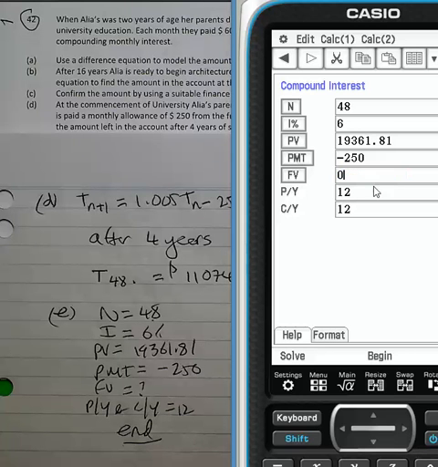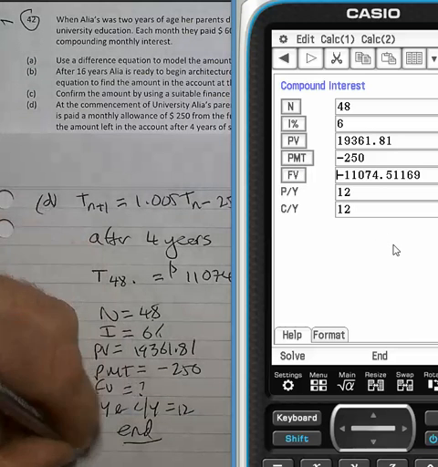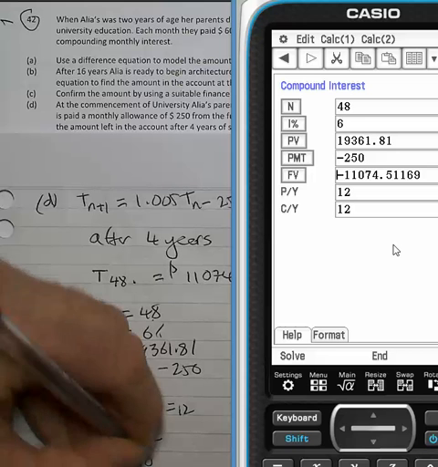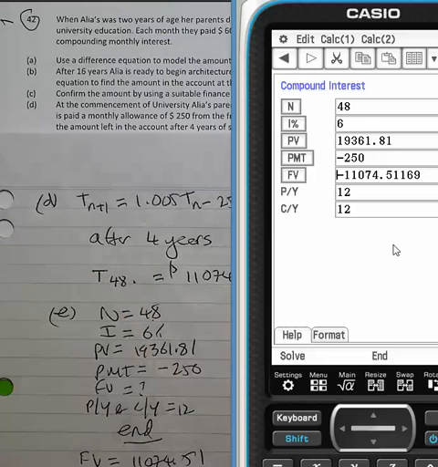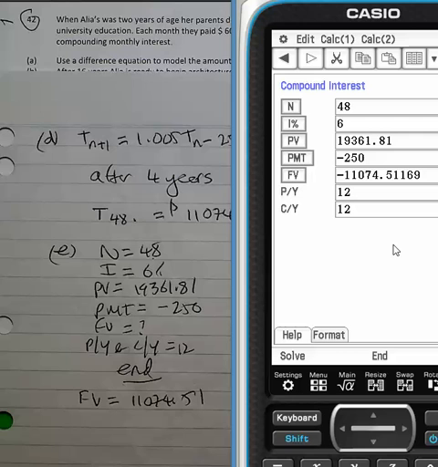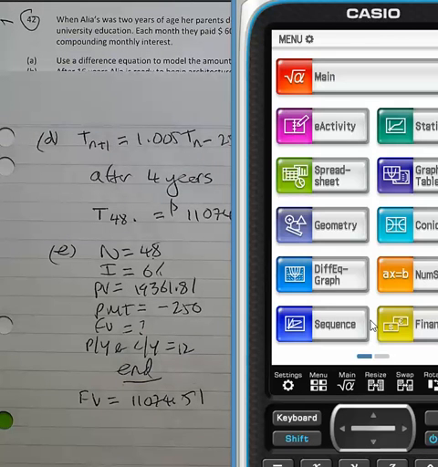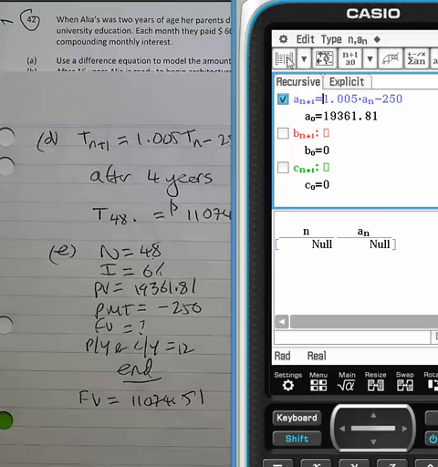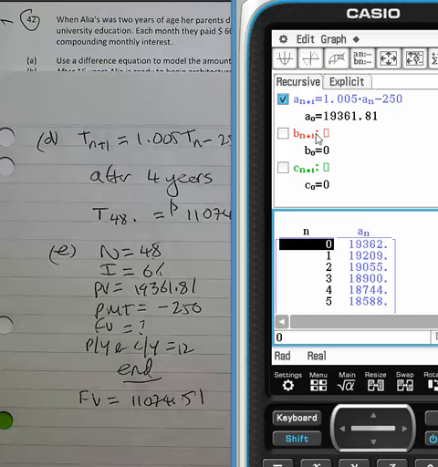Future value I don't know. And we change it to end. And you'll see the future value at that time is equal to the 11,074.51. So just showing you how they both work. They're different functionalities. The sequence has the advantage of giving you a payment schedule, which is quite neat. The TVM solver is a lot more versatile though.